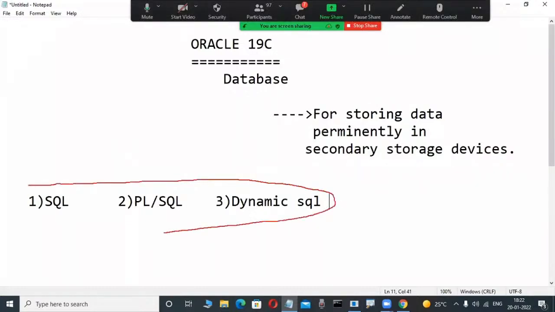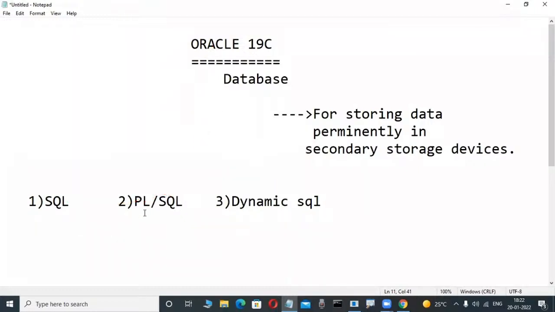Through these three languages, we are operating this software, the Oracle software. That is most powerful. In a company, a little bit of SQL knowledge and a little bit of PLSQL knowledge is there, and we are operating, but we learn more things.